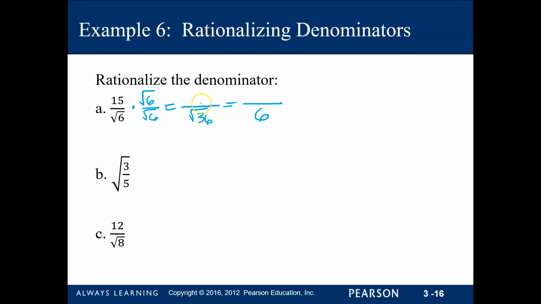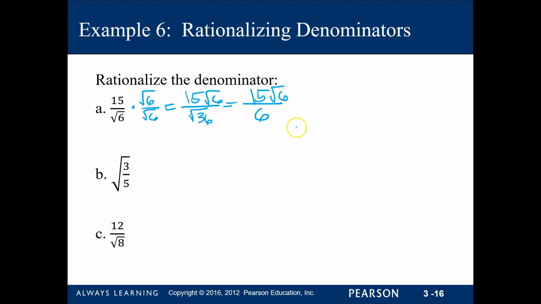So what now will be in our numerator? Well, from the rules of fractions, simply multiply numerators, multiply denominators. So this is going to be 15 times the square root of 6. So rewriting, 15 square root of 6.